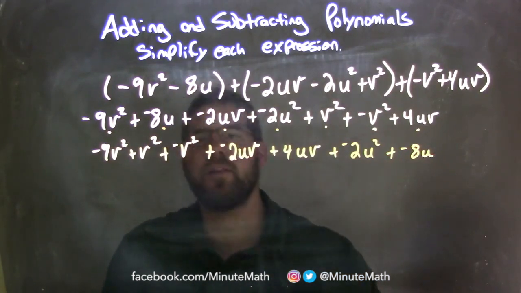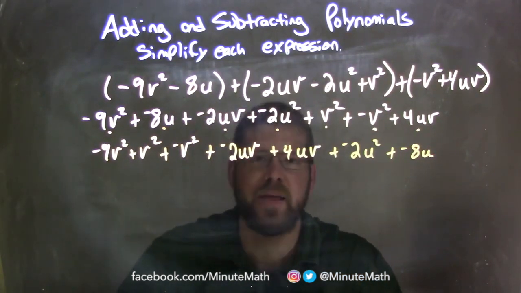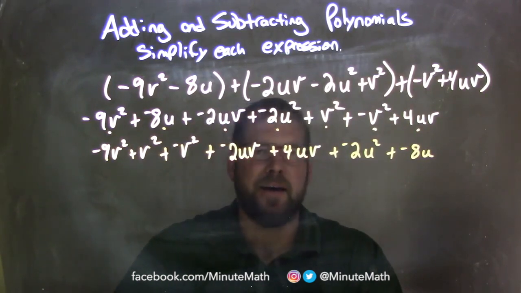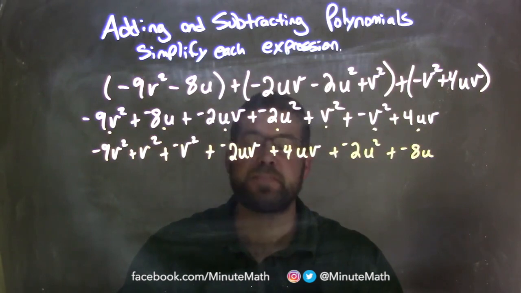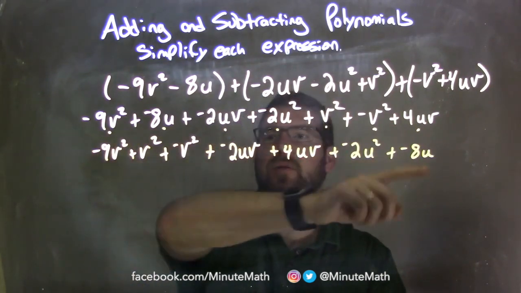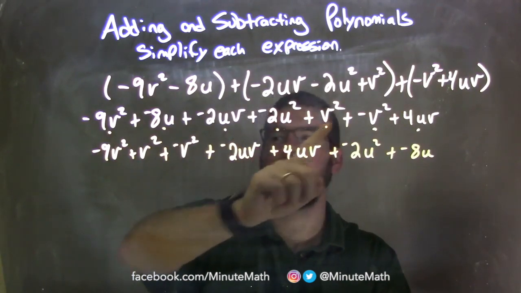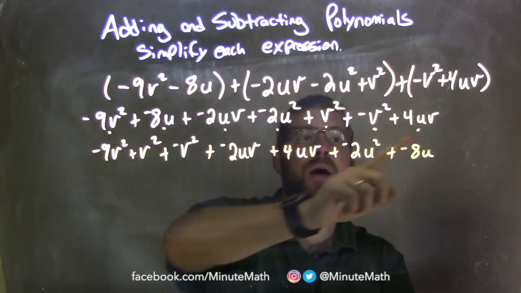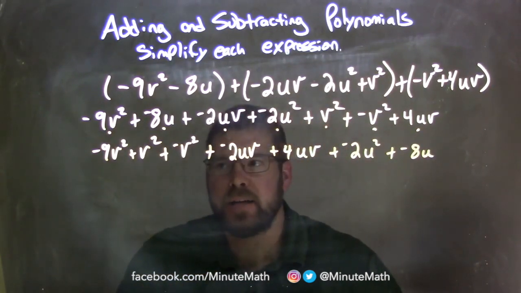Now, it really doesn't necessarily matter per se the order. Some teachers want all the highest degrees first, and then just keep going down from there. It doesn't matter. I wouldn't mark my student off for having this a little differently. But so let's double check. We brought everything down. Negative 9v squared here, negative 8u right there, negative 2uv, negative 2u squared, v squared, negative v squared, and positive 4uv. Fantastic. Brought everything down. Now let's combine our like terms.